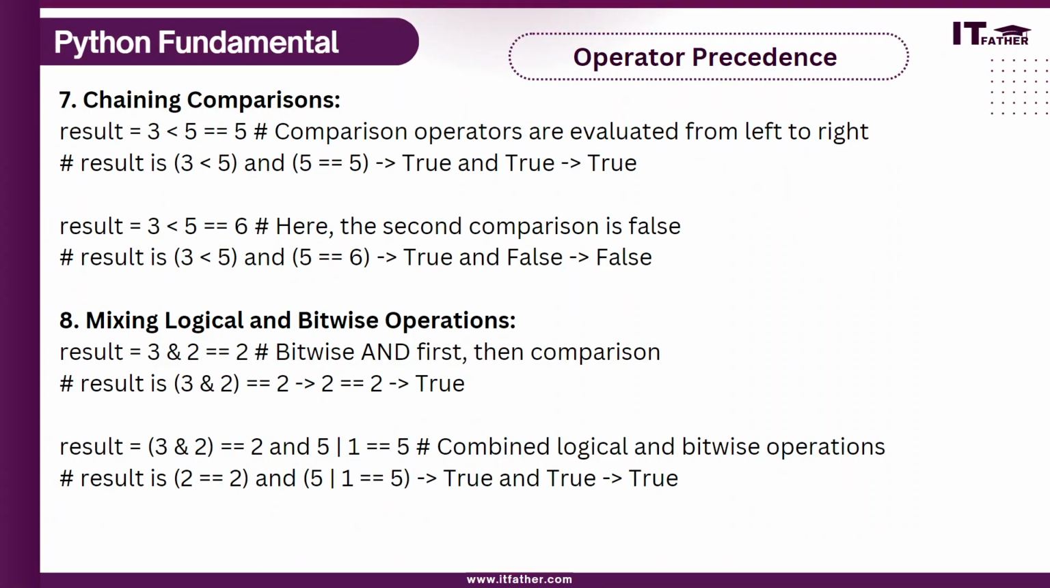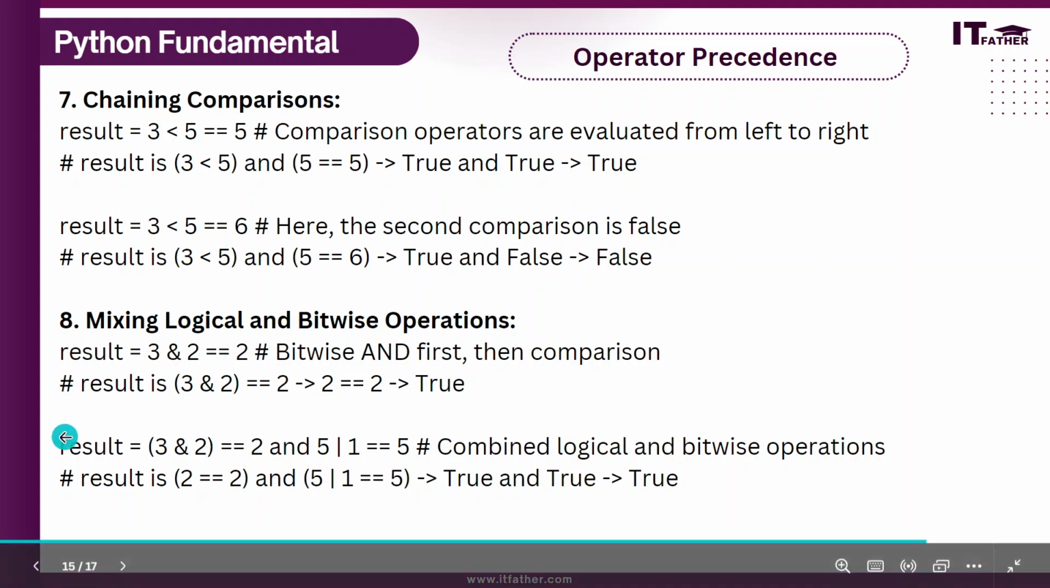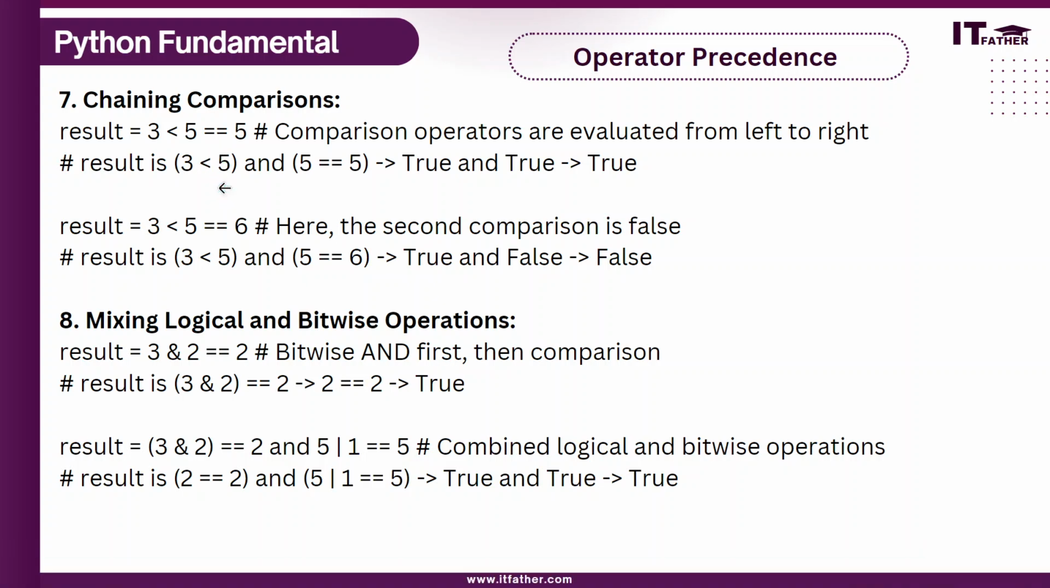Now chaining comparisons, if we have a result equal to 3 less than 5 equal to 5, then this is also a kind of comparison operator. First of all, 3 less than 5 will operate, and then whatever result comes, that will be checked against 5.